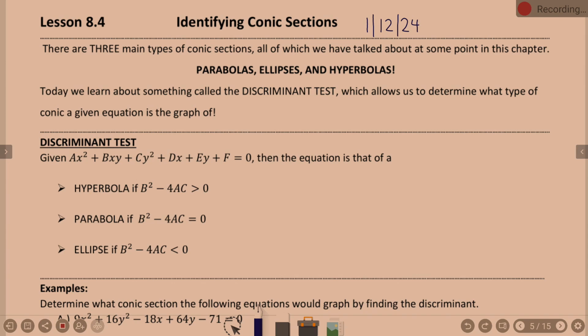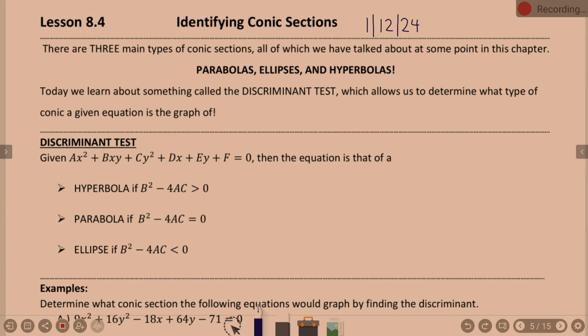Now, you've used the discriminant before. I don't know if we've used it this year, but in Algebra 2, we used it to find how many solutions a quadratic would have. Okay? We're going to use the discriminant, and it'll tell us what kind of equation it is. So, given an equation of this crazy form, ax squared plus bxy plus cy squared plus dx plus ey plus f equals 0, or an equation that can be put in that form.